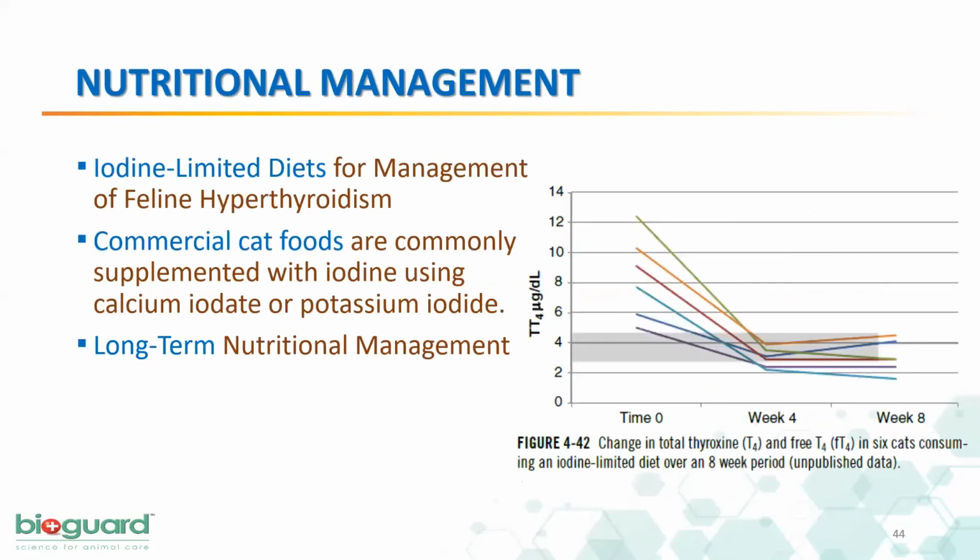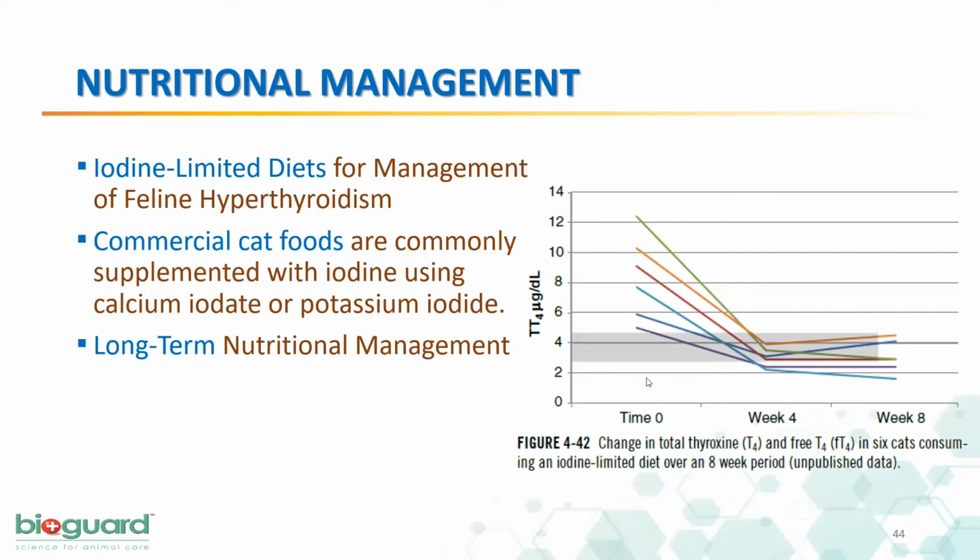The last but not the least method, which is commonly used for the treatment of hyperthyroid cases in cats, is nutritional management, where a low iodine diet is given to the cat who has high levels of T4.